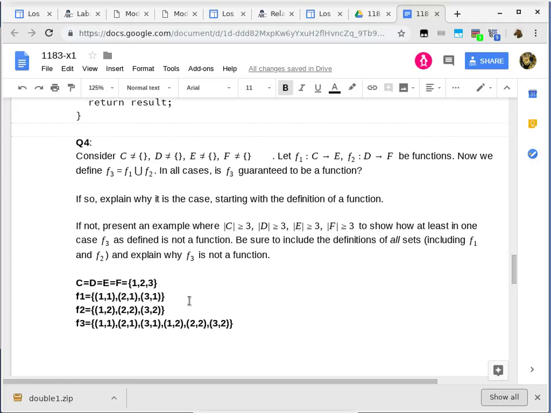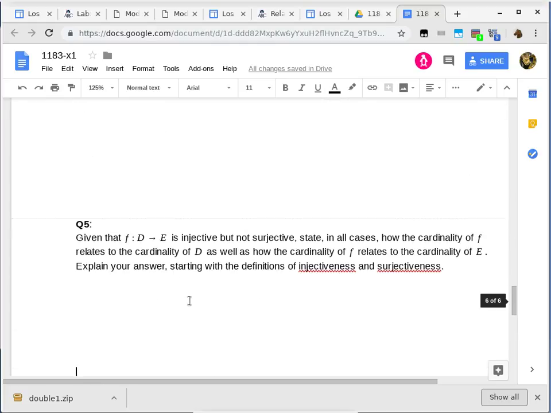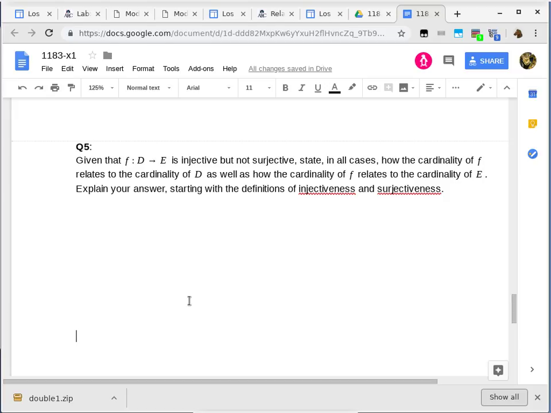All right. Do we have a number 5? Yes. So we have a number 5. Given that f is a function, D is the domain, E is the codomain, it is injective but not surjective, so it's given to you. State in all cases how the cardinality of f relates to the cardinality of D, as well as how the cardinality of f relates to the cardinality of E.